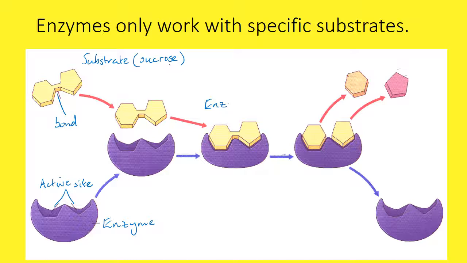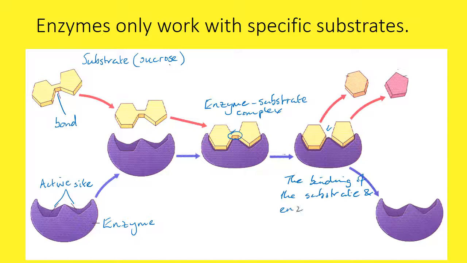Let's label this one in the middle, the enzyme substrate complex. When the substrate and the enzyme bond together, the binding places stress on the glucose-fructose bond. That bond is stressed and it breaks. You can see no bond here. So let's write that down: the binding of the substrate and enzyme breaks the glucose-fructose bond.